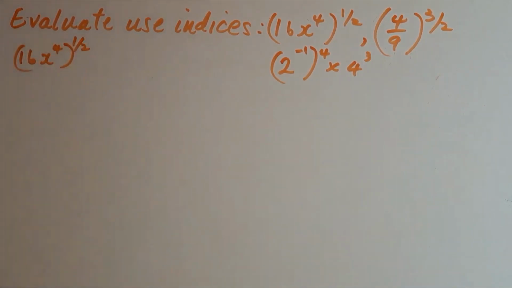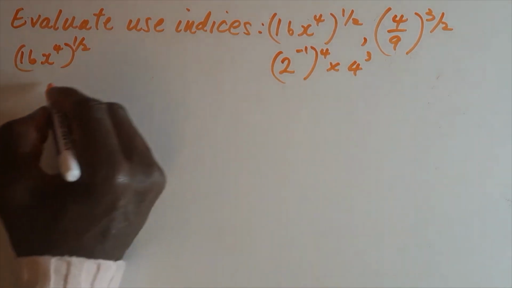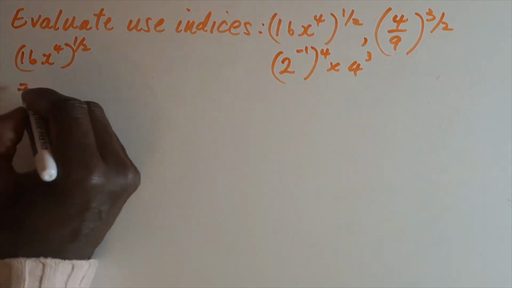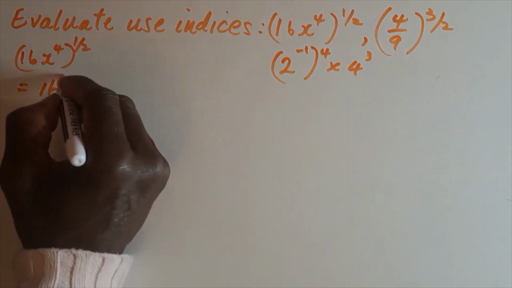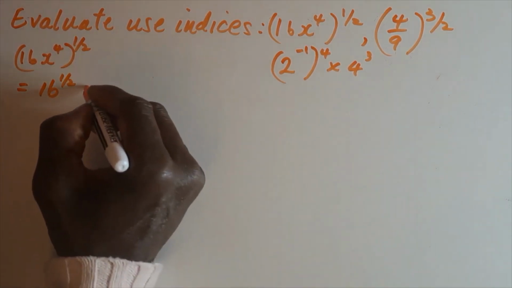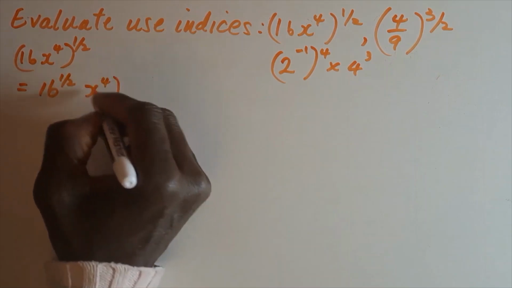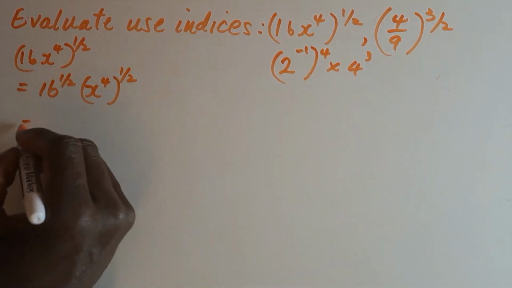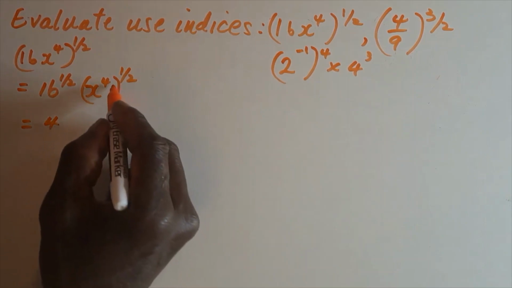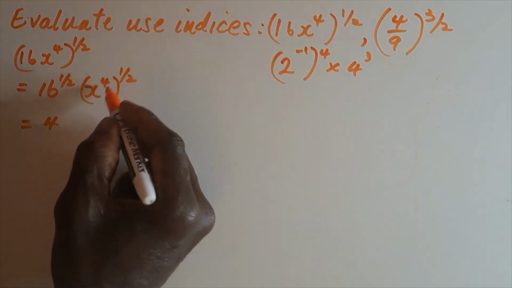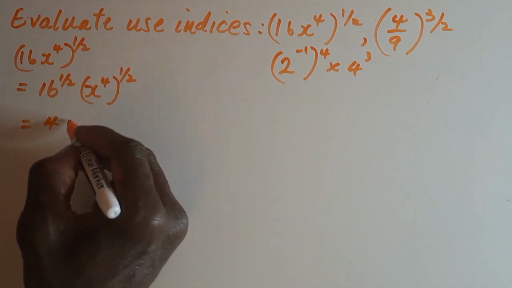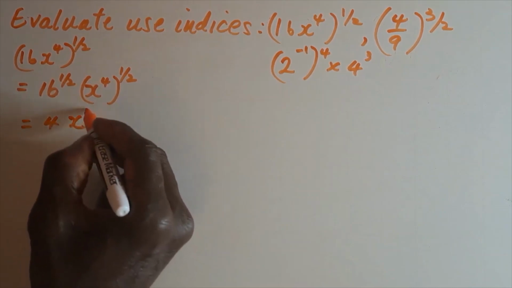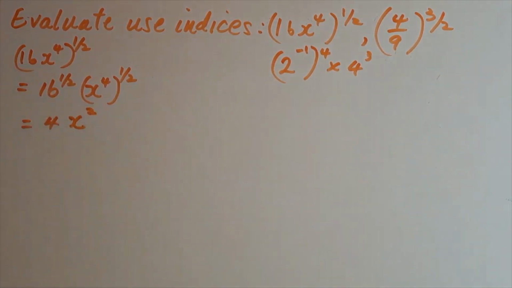Evaluate using indices. Let's do the first one: 16x to the fourth, and we're taking the square root. Whenever you see the index a half, that means the square root. This is equal to the square root of 16 and also x to the fourth. The square root of 16 is 4. And if we clear the brackets here by multiplying indices, we'll have x squared. So this evaluates to 4x squared.